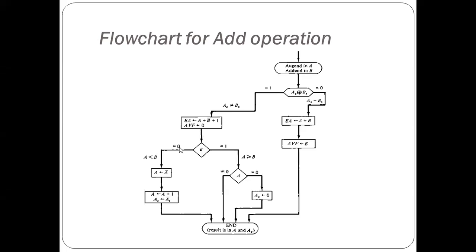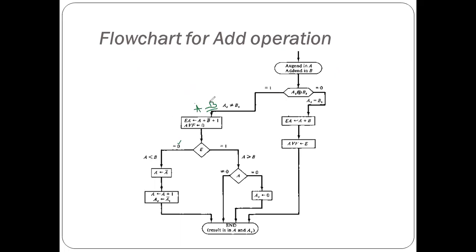Based on E, now you will decide what the sign of the result is. If E is 0, so during 2's complement addition, if you achieve the extra bit as 0, it means that the result is negative. So A is less than B. We are doing A minus B here in this form. We want to perform A minus B, with minus B achieved by using B bar plus 1, which is the 2's complement method. In the 2's complement method of addition, if you don't get any carry, it means the result is negative. Result negative means A less than B. That's the condition.